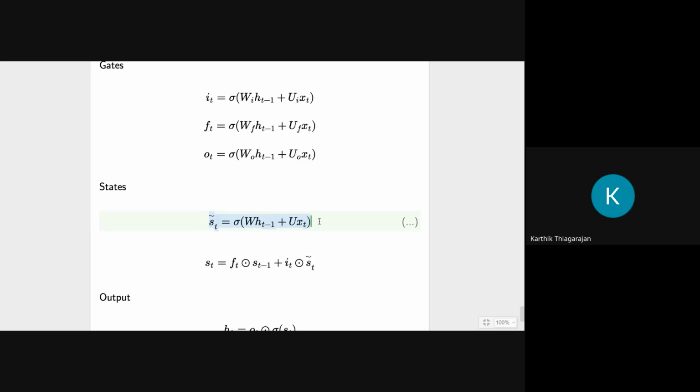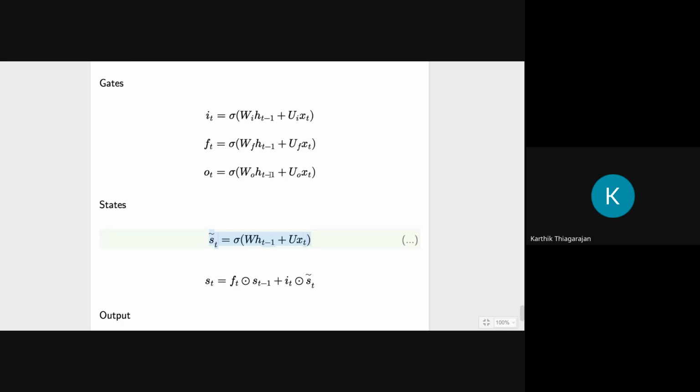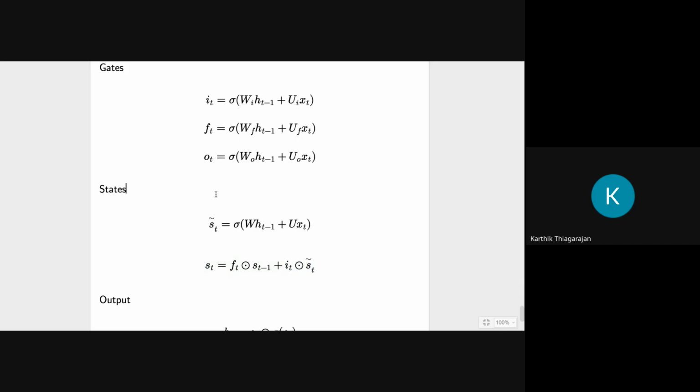You can reduce LSTMs to RNNs by getting rid of the forget gate and turning the input gate to all ones. Does that recover the RNN? That's a separate discussion, let's not go there. But S tilde T is giving you a candidate current state, and then you select what you want with the help of the input gate.